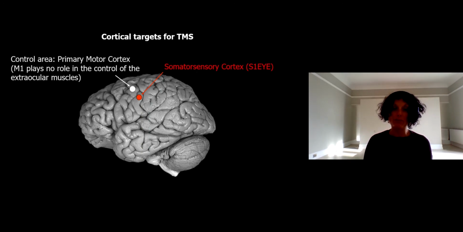The choice of the primary motor cortex as a control area is because the primary motor cortex does not control the extraocular muscles, so it's a neutral area. The extraocular muscles are controlled from the frontal eye field, which is further anterior from the primary motor cortex. So this is a good control area.